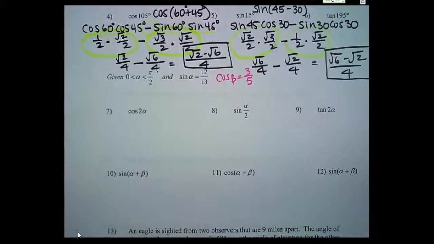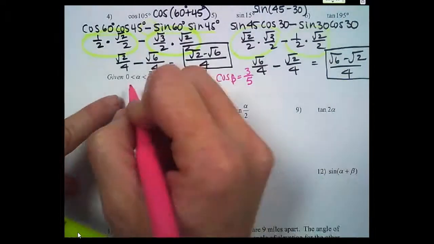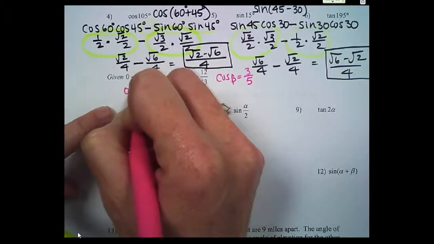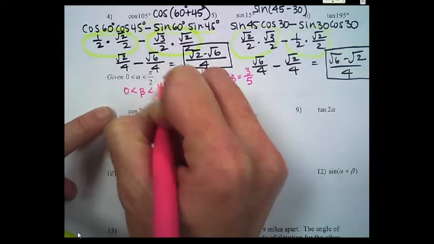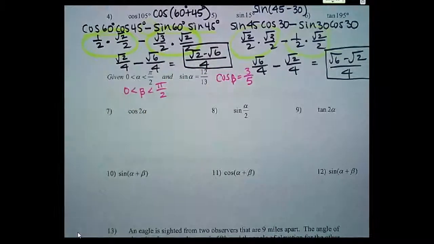Cosine of beta is 3/5. And then I want you to also say that alpha is this way and so is beta. Alpha and beta are both in quadrant 1. There wasn't enough information to do the problems that are given. Okay, so did you add that? Cosine of beta is 3/5, and beta is between 0 and pi over 2. That means quadrant 1, doesn't it?